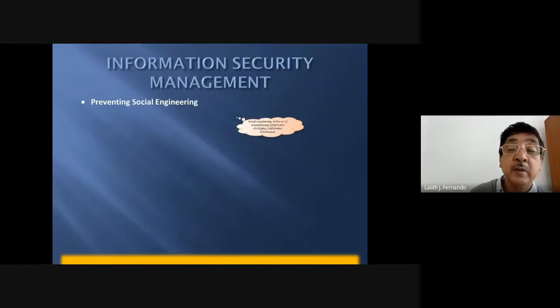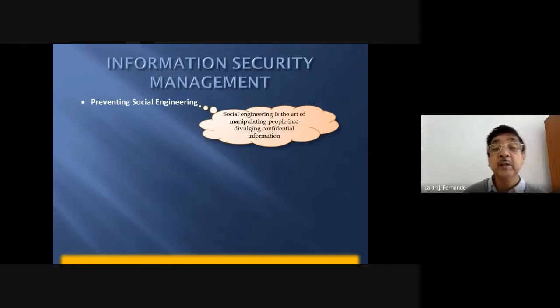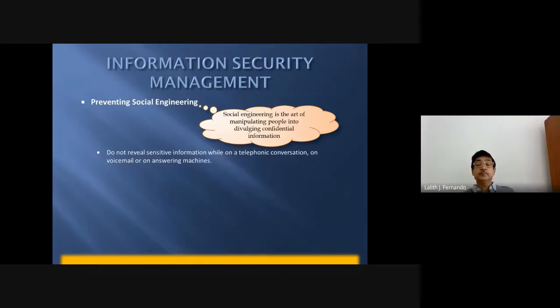Then preventing social engineering. I think this is an interesting topic. It is the art of manipulating people into divulging confidential information. Some tricky people can talk with people or do some manipulations, or through emails or whatever, and make people divulge confidential information they have. That is what you call social engineering. Now in a telephonic conversation, sometimes a tricky person can extract from you sensitive information which you should not reveal.